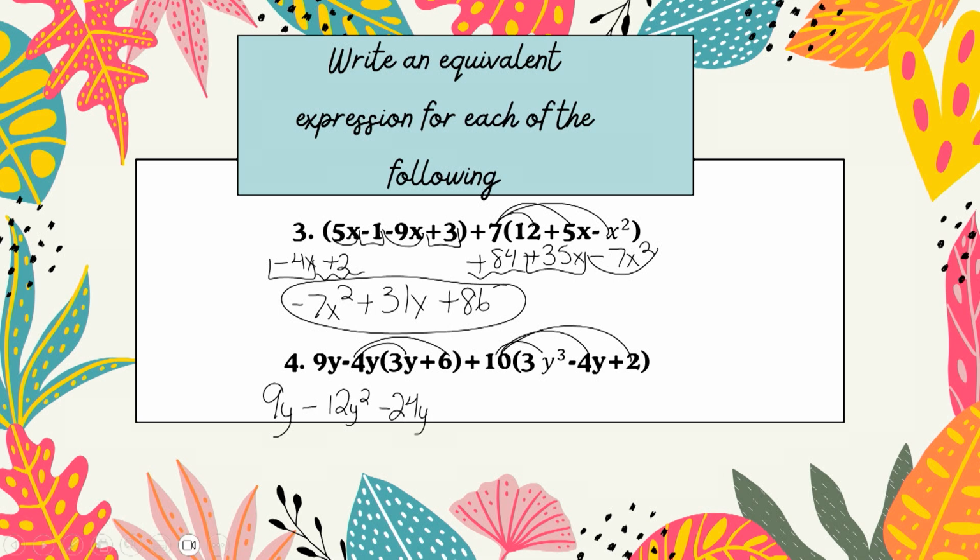Then I have 10 times 3y to the cube. So I have plus 30y cubed. 10 times negative 4y is going to give me minus 40y. And then 10 times a positive 2 is going to give me plus 20. I'm going to put like terms together. So just a y, just a y, just a y. I have y squared. I have y cubed. And then I have my constant.